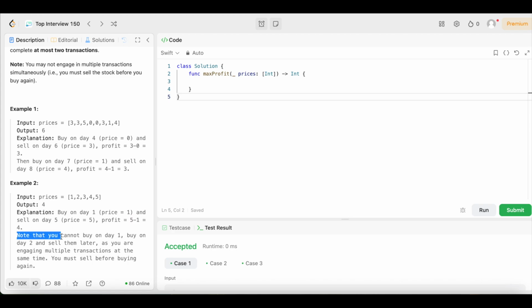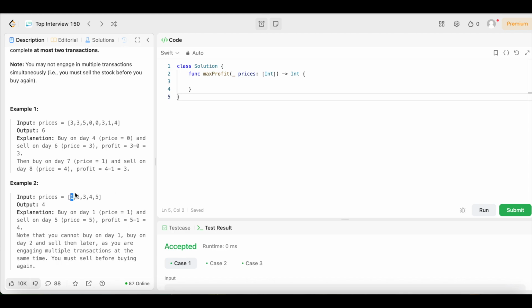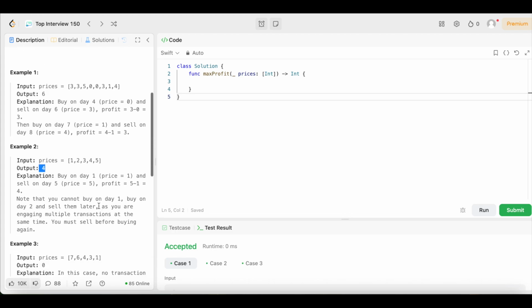It says, note that you cannot buy on day 1, buy on day 2, and sell them later as you are engaging in multiple transactions at the same time. You must sell before buying again. So that's just saying we can buy on day 1, but we cannot buy again until we've already sold the stock that we bought on day 1. And in this case, if we want to achieve the maximum amount of profit from day 1, we would obviously sell for the highest day, which would be day 5 for 5, and that's how the output became 4 because we bought for 1 and sold for 5, and we made $4 profit.